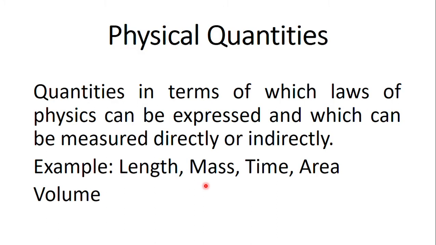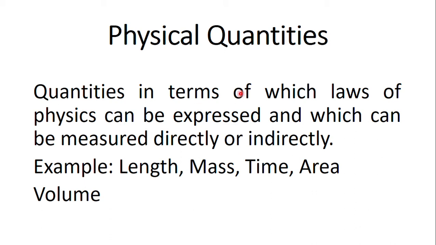So the quantities that you measure directly or indirectly are called physical quantities. So we measure length, mass, time. We also measure and calculate area. We find out volume of various containers, capacities, and those are called physical quantities. So the quantities in terms of which you can express the laws of physics are called physical quantities. You can measure them and you can express the laws of physics through them.